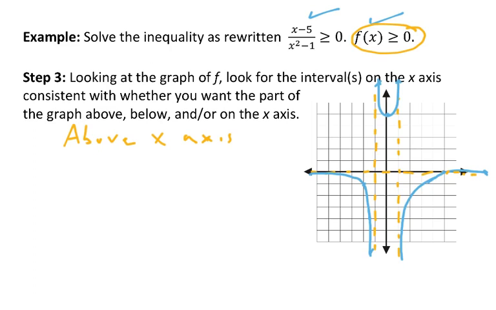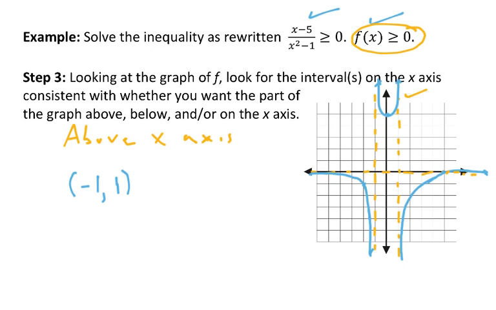So my solution is simply to look at this graph and say, where's the graph above the x-axis? Over what intervals on the x-axis is the graph above the x-axis? And you can see that the graph is above the x-axis in this little U shape up here. So that would correspond to the interval from -1 to 1, not including either endpoint because there are vertical asymptotes there that are not part of the graph.